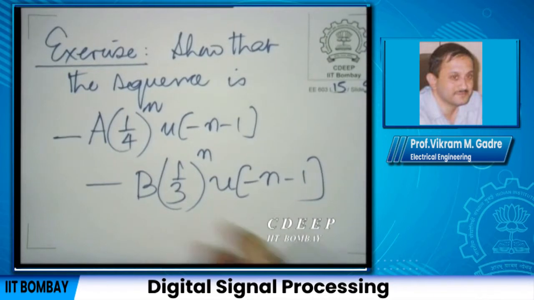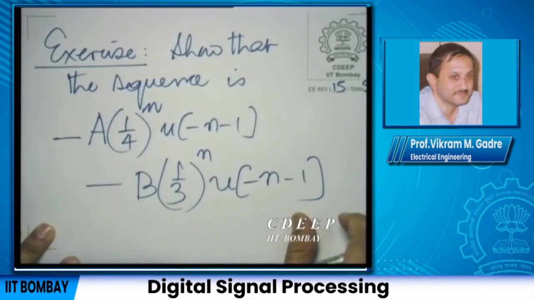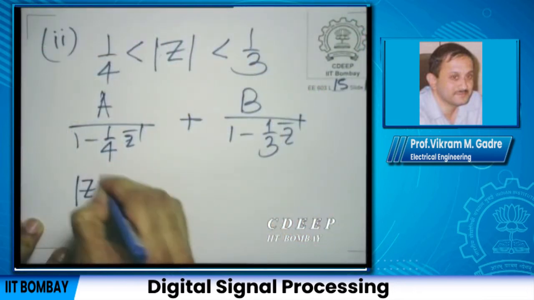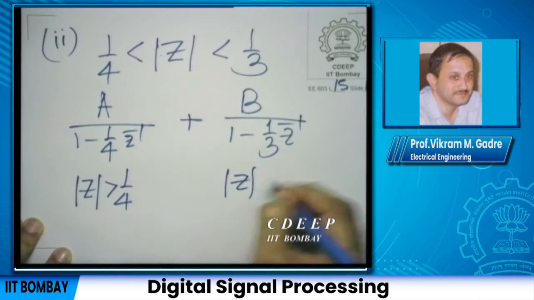Now, I take the second possible region of convergence, and there I am going to have a little bit of trouble. You see, the second possible region of convergence is mod z between 1/4 and 1/3. Now, this is a little tricky. When this is the case, of course, the partial fraction expansion does not change, that holds. So, you have A by 1 minus 1/4 z inverse plus B by 1 minus 1/3 z inverse, but then mod z is greater than 1/4, but mod z is less than 1/3.